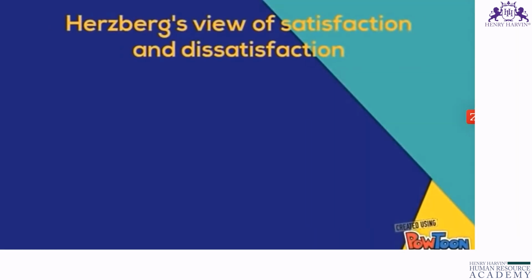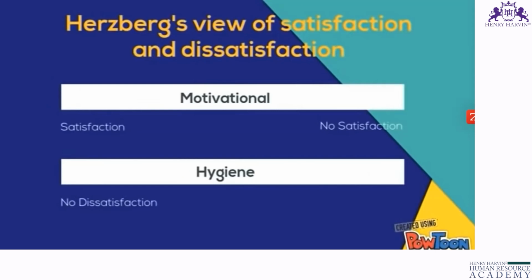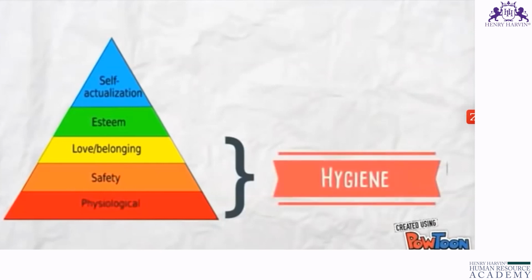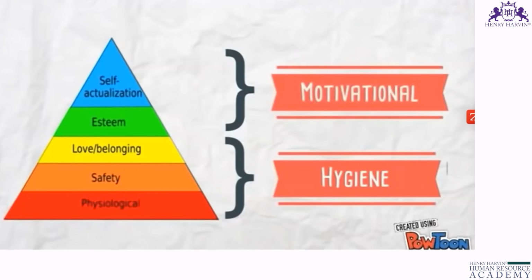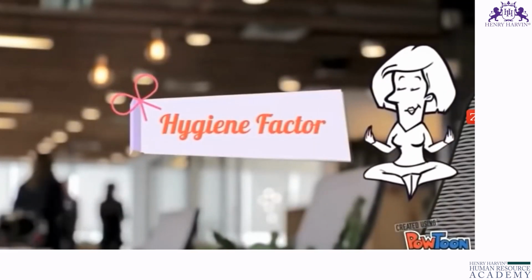Based on Herzberg's view of satisfaction and dissatisfaction, the opposite of satisfaction is no satisfaction, and the opposite of no dissatisfaction is dissatisfaction. This theory resembles Maslow's hierarchy of needs. Everything from physiological, safety, and social needs essentially are hygiene factors, and everything from self-actualization and esteem needs essentially are motivational factors. The first factor would be the hygiene factor.